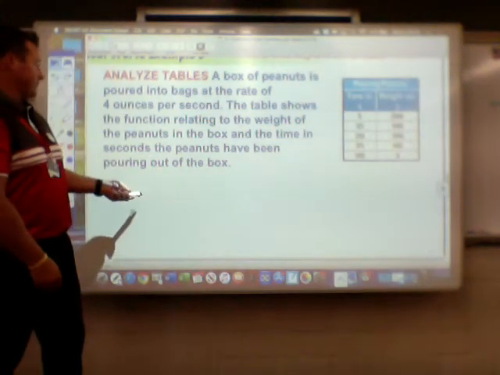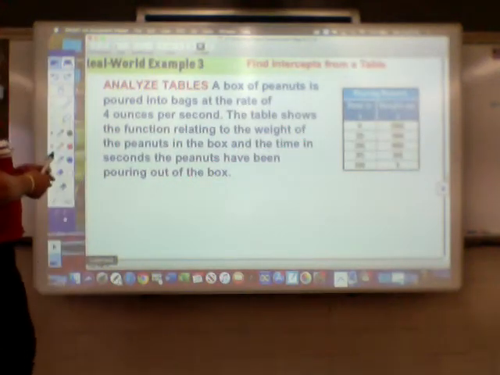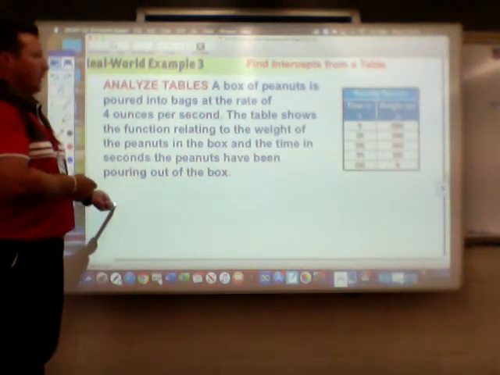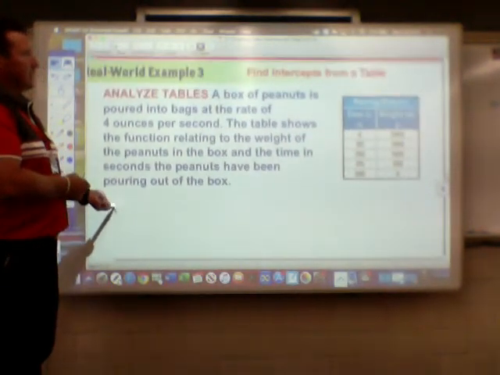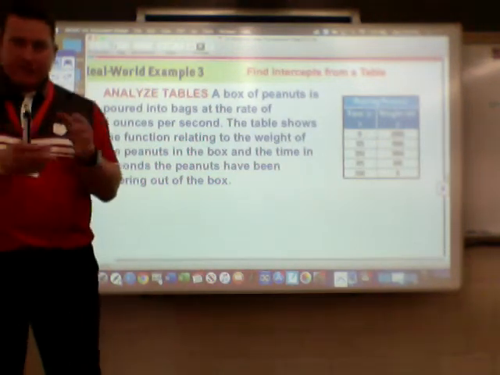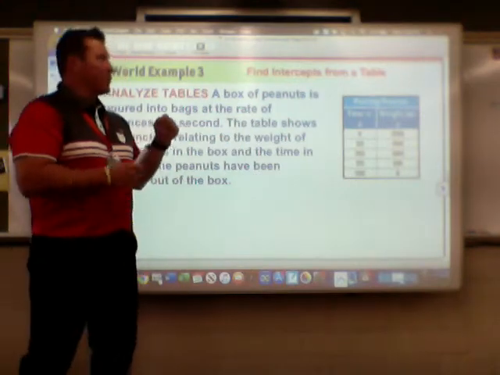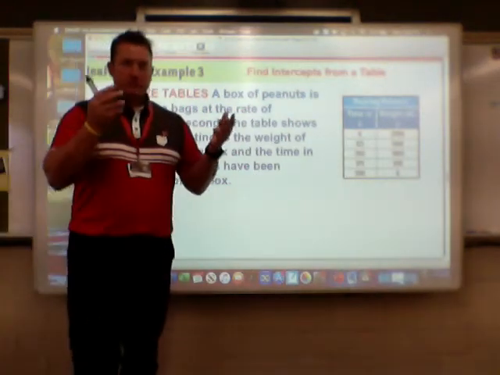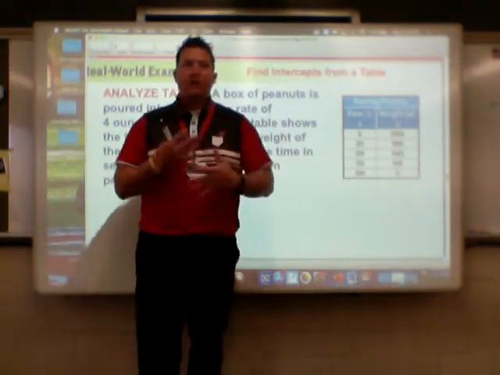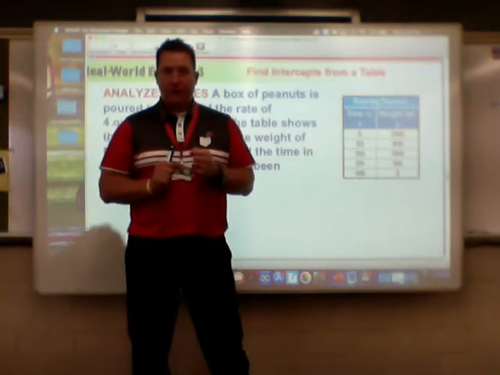Do we have a question in here somewhere? Yes, here we go. Can we find the intercepts from this table? This is what I was just talking about a second ago. So guys, if you look here, they've already done it for us. They told us which one is X and which one is Y. We didn't have to figure that out. I love when they do all the hard work for me.